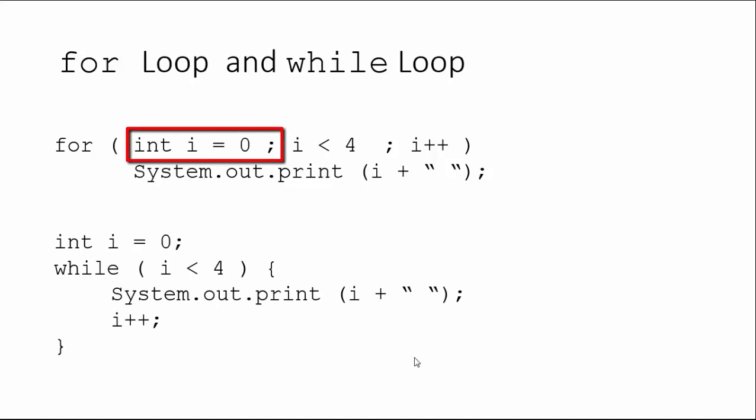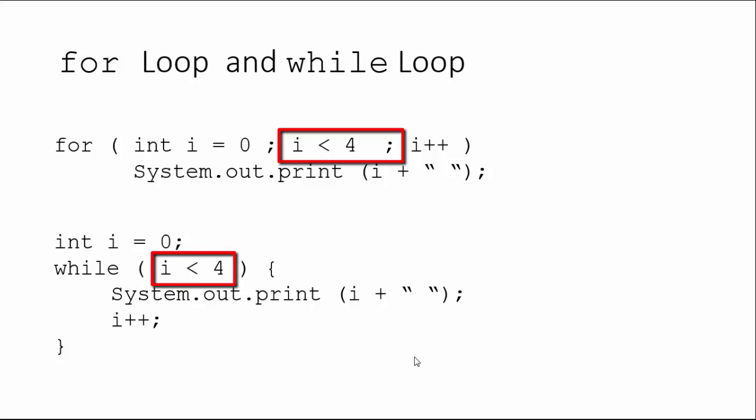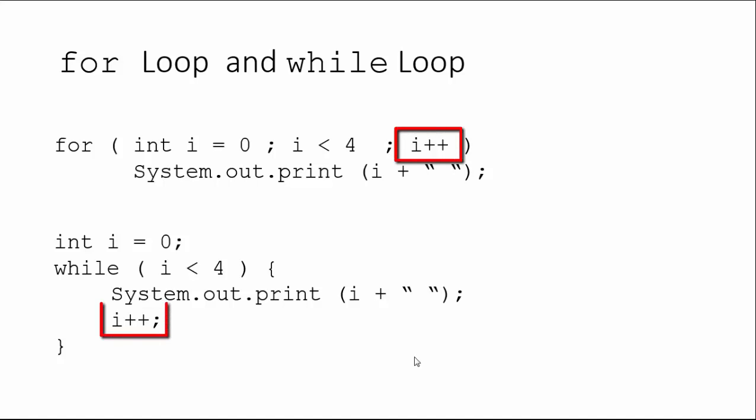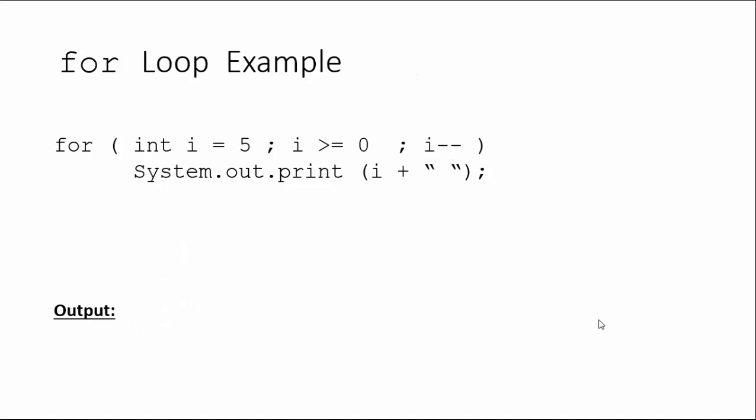My initialization statement to create the counter I will occur before the while loop. I'll loop while the contents of I are less than 4, print out the contents of I, and then increment I. So let's look at another example.